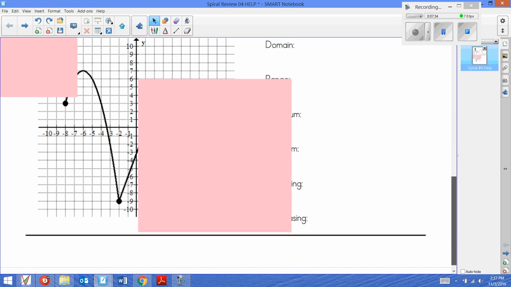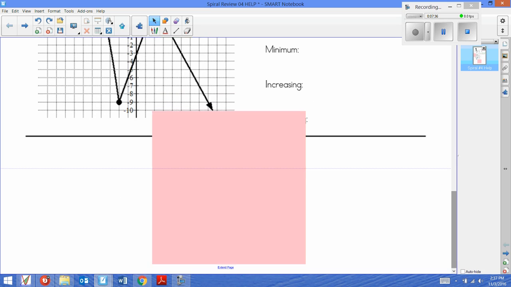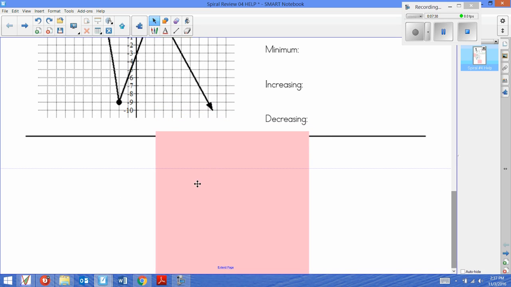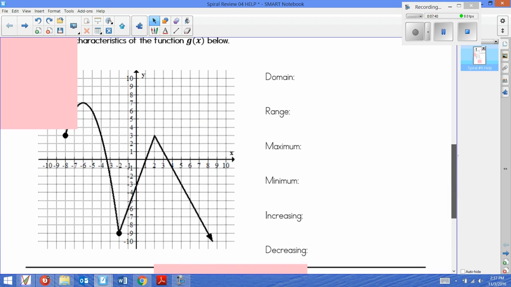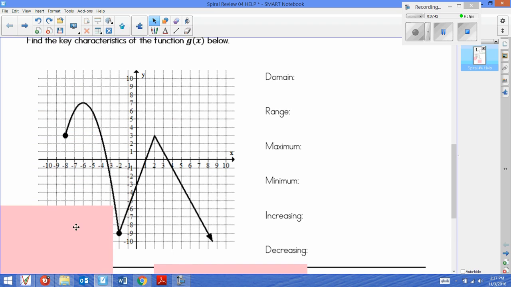As you can see, g of x is really similar. But the problem with g of x, let me just get this situated first, these post-its. They're flying all over the place. Okay, this one is a little bit different because of this arrow, indicating that the graph is continuing. Let's see what this does.